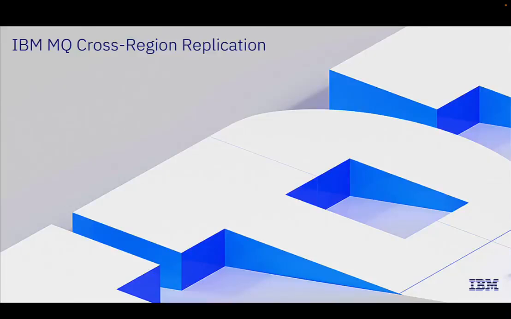IBM MQ now delivers improved resiliency using cross-region replication in MQ containers. Cross-region replication for IBM MQ containers ensures high availability and business continuity by replicating critical transaction data across geographically separated regions. This protects against data loss and minimizes downtime during regional outages or disasters, as well as planned maintenance.